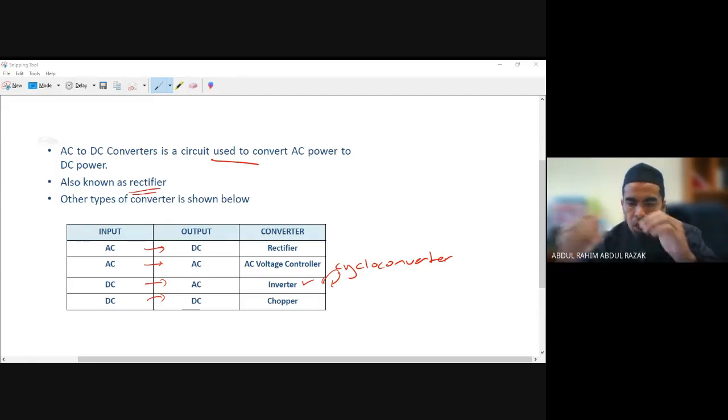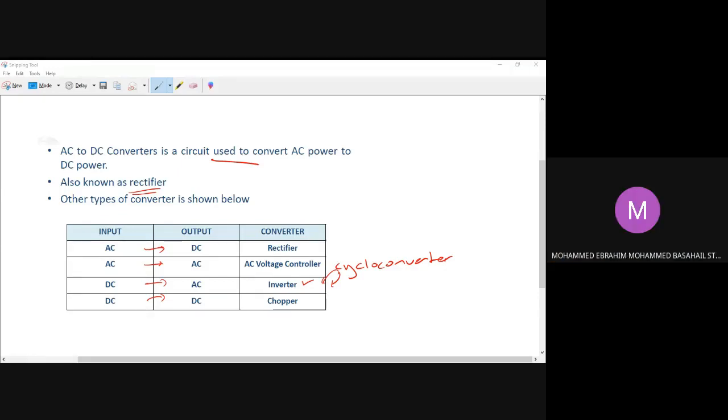Okay, what does it mean by controlled and uncontrolled? We move to the next slide. Sorry.